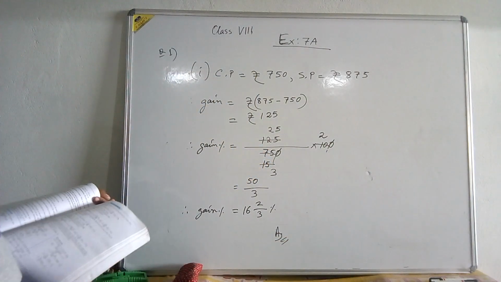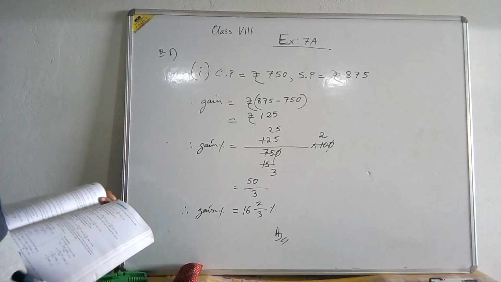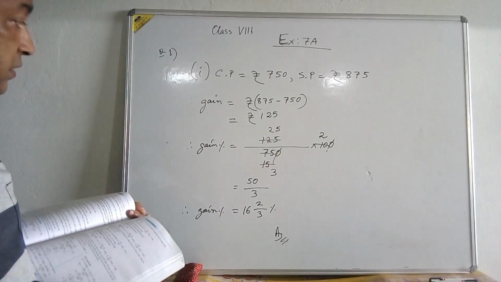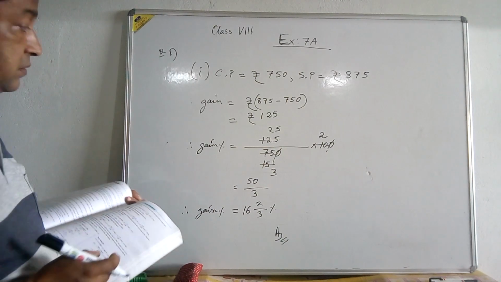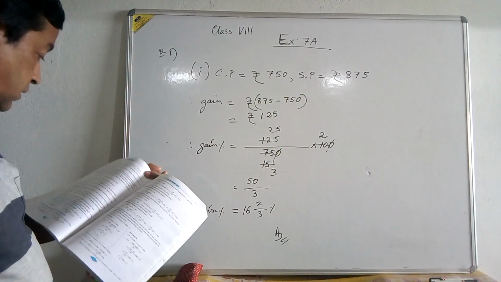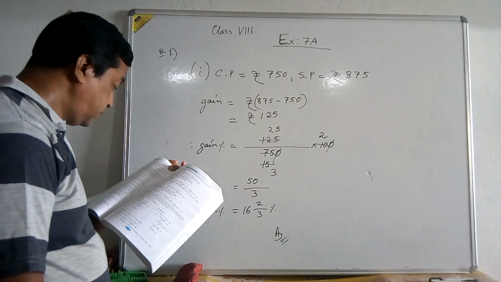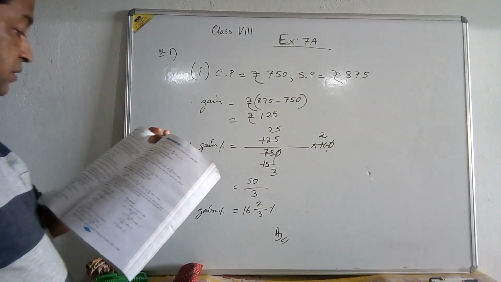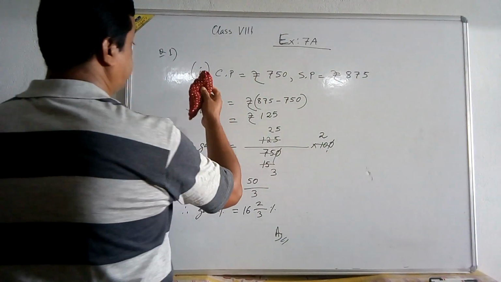Is it clear to you? First of all, we see what the SP and CP are. If SP is more than CP, then it is a gain. Then you find out the gain, and then you find out the gain percent using the formula: gain by CP into 100. Now next, let's take one sum where CP is more than SP. Let's take Roman number 4, question number 1, Roman number 4.